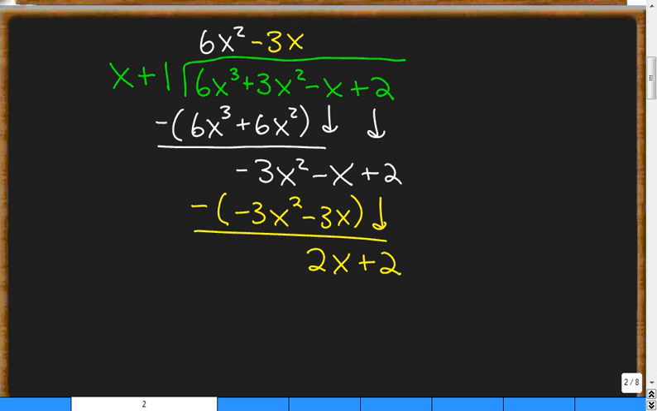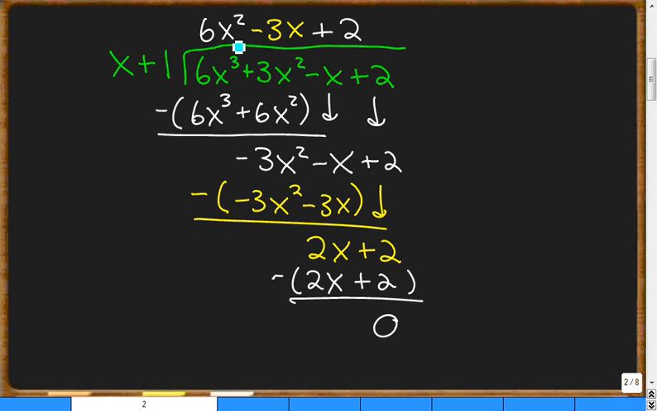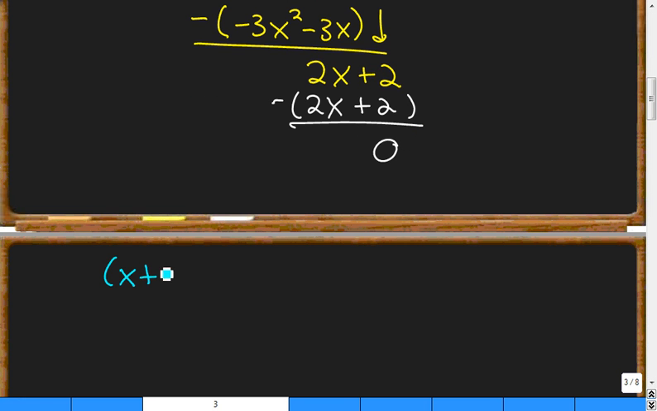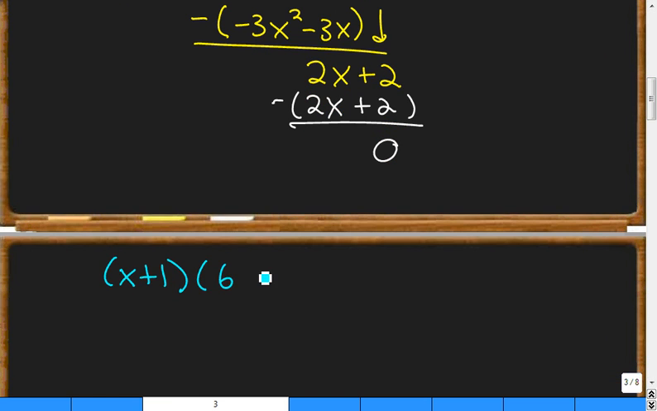Now you should see that x times a positive 2 would give us this 2x. So we then multiply it down. We'll get 2x plus 2. And we have a remainder of 0, which we found to be true. So we now know that each of these two parts is a factor of our whole. So we know that we have x plus 1, and we have 6x squared minus 3x plus 2. We know that that equals 0, because both of those are factors of the whole.